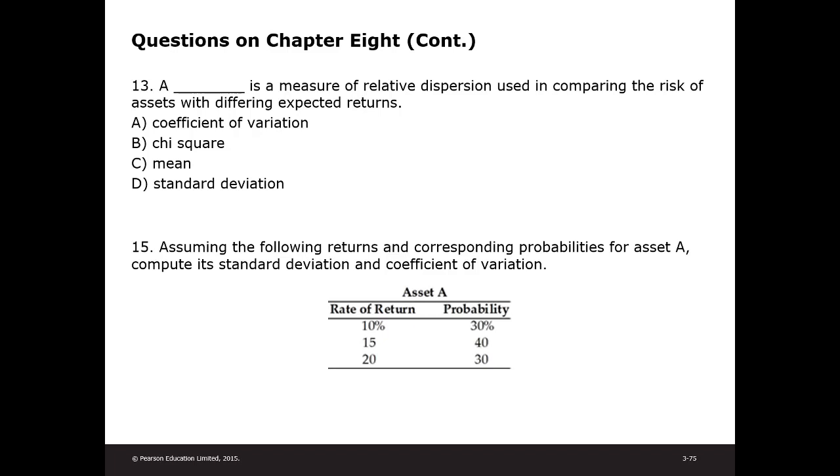Next question, which of the following is a measure of relative dispersion used in comparing the risk of assets with differing expected returns? Coefficient of variation, chi square, mean, standard deviation. Of course, chi square is considered a probability distribution, so this is not the answer. The mean is considered the expected return, and standard deviation is a measure of absolute risk or absolute dispersion. So the answer here will be A, the coefficient of variation, which is the standard deviation divided by the return. It is a measure of relative dispersion used to compare the risk with the expected return for a given asset.